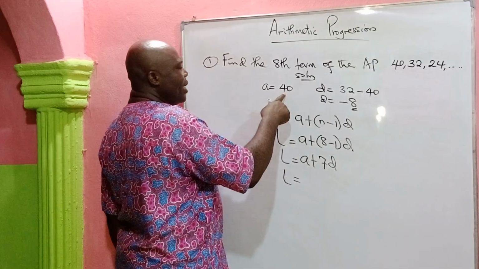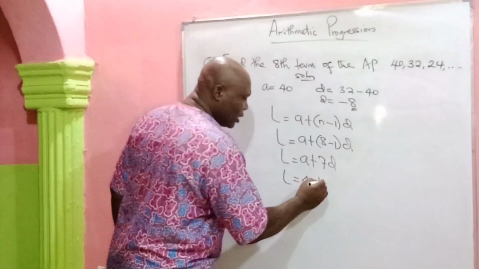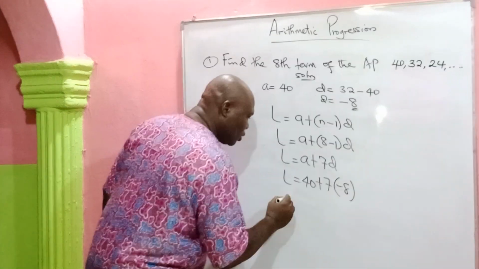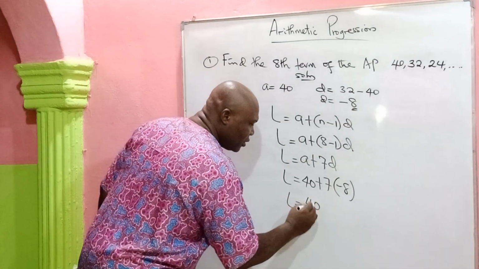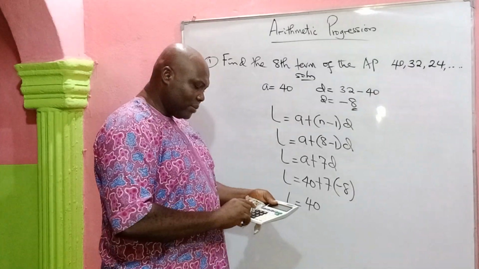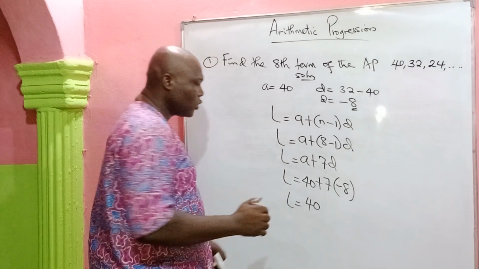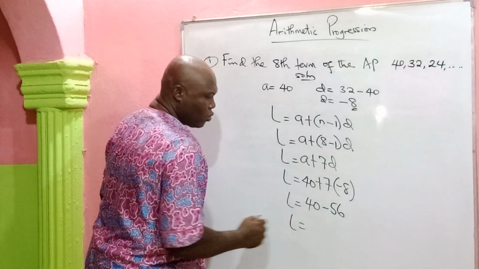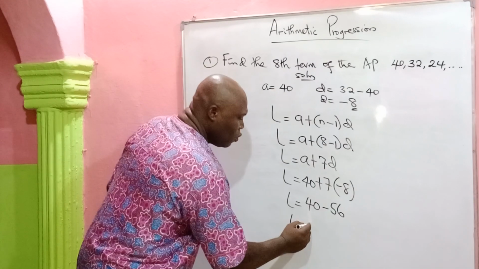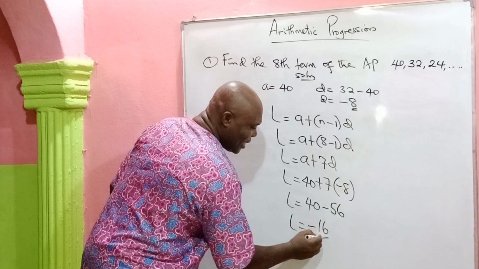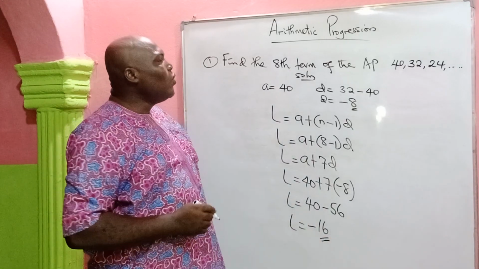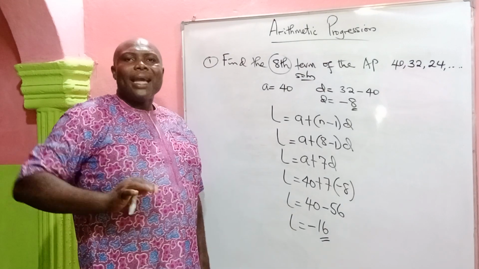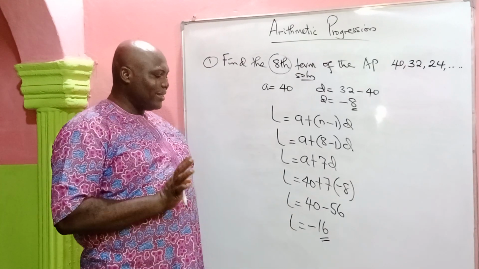What is a? A is 40 plus 7 times, what is the common difference? Minus 8. All right, so we are going to have the last term to be 40 plus 7 times minus 8, which gives us minus 56. So the last term will be equal to 40 minus 56, which will be minus 16. That will be the last term, which is the 8th term we've been asked to find. All right, so this is when the common difference is negative.